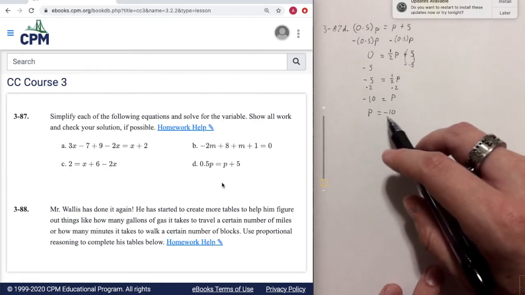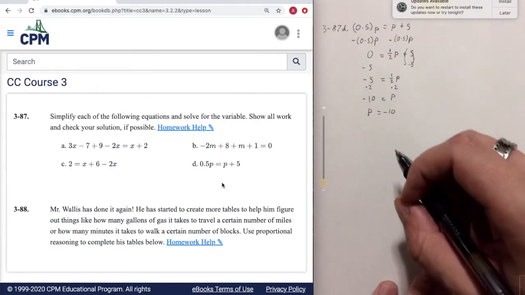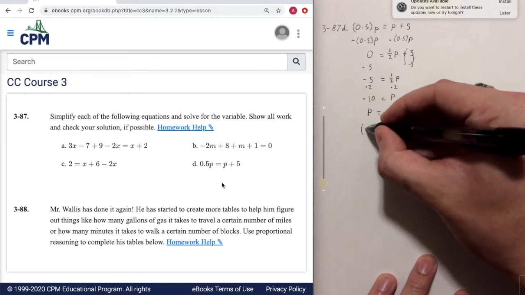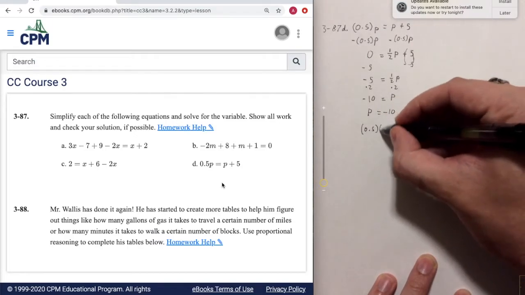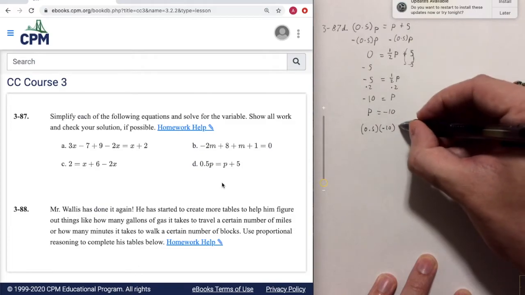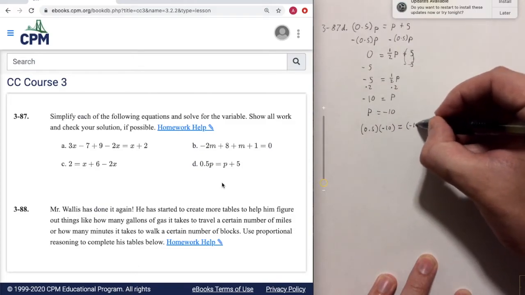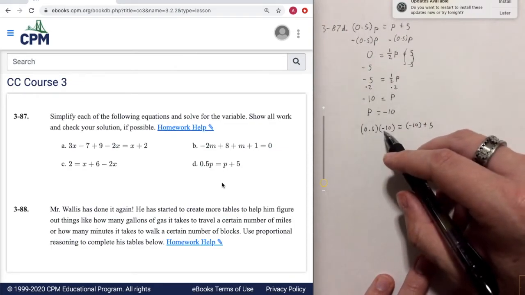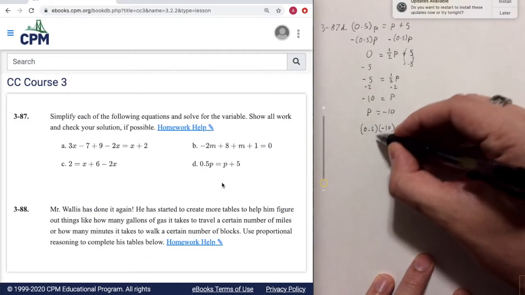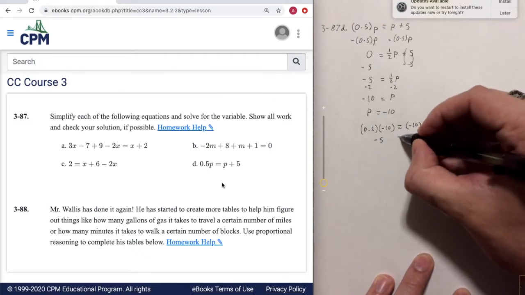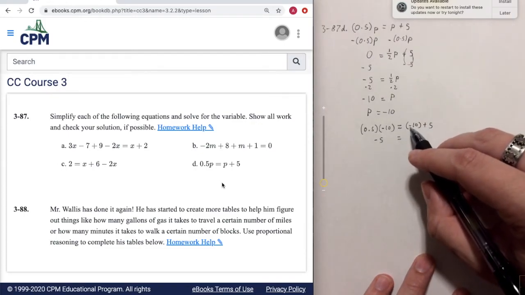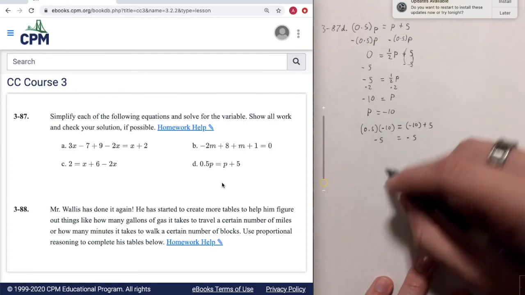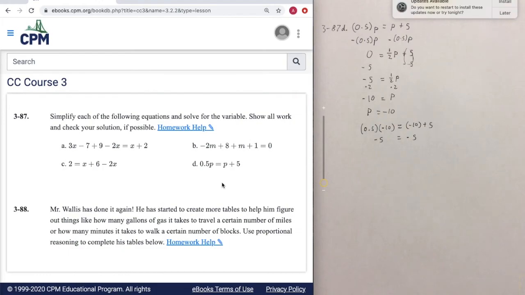So now that we know that P equals -10, we want to make sure that that is correct. So we can plug it into this equation up here. So we'll have 0.5 multiplied by -10. We want that to equal -10 plus 5. So let's see, 0.5 times -10 is just half of -10, which will be -5. And over here on the right, we have -10 plus 5. So that's going to also be -5. And -5 equals -5. So we know that this is correct.